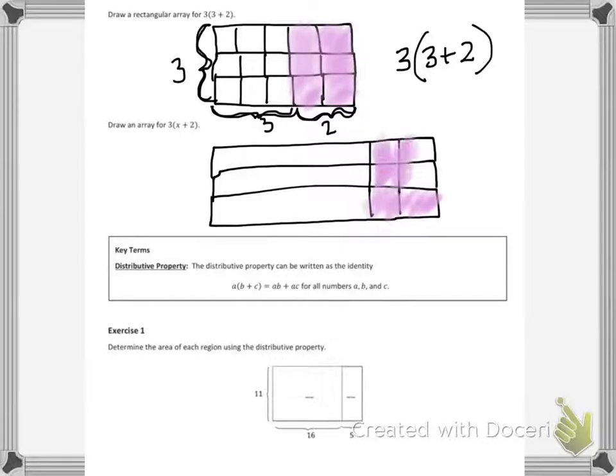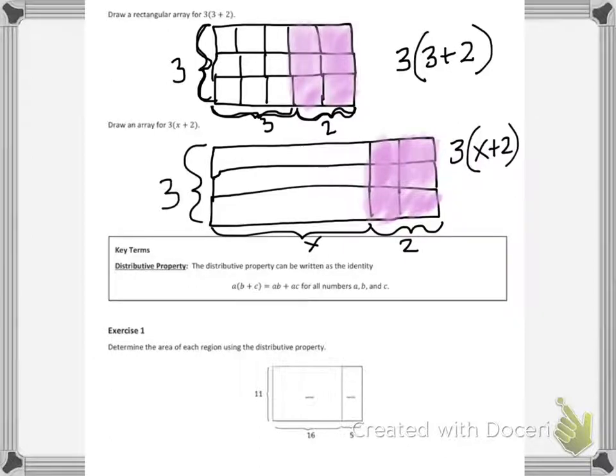So again, that was a rectangular array for 3 times x plus 2. Here's our x, here is our 2, here is our 3. These rectangular arrays are showing us that they're taking a tape diagram and stacking them. So now we are able to use a multiplier.